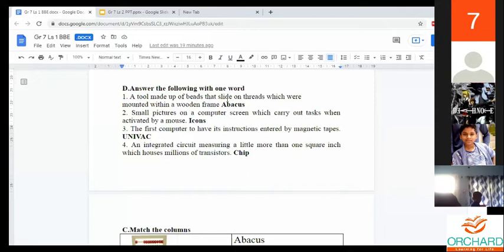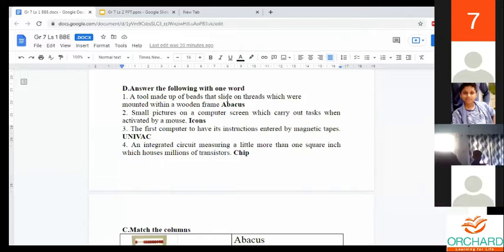Not chips, chip. Okay? I'm repeating it one more time. A tool made up of beads that slide on threads which were mounted within a wooden frame is abacus. Small pictures on a computer screen which carry out the task when activated by a mouse is icons. The first computer to have its instructions entered by the magnetic tapes is UNIVAC 1, Universal Automatic Computer. An integrated circuit measuring a little more than 1 square inch which houses millions of transistors is chip.